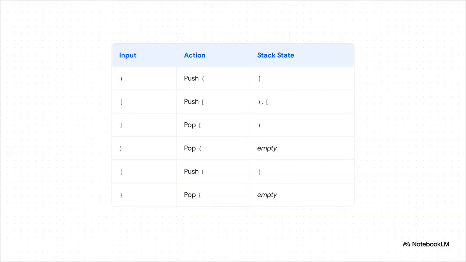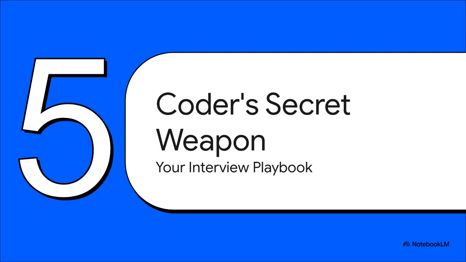As we read the string from left to right, anytime we hit an opening bracket, like that first open parenthesis, we just push it onto our stack. Then, when we hit a closing bracket, we peek at the top of the stack. If it's the matching opener, we just pop it off. We keep doing that, and if we get to the end and our stack is empty, boom, we know the expression is perfectly balanced.